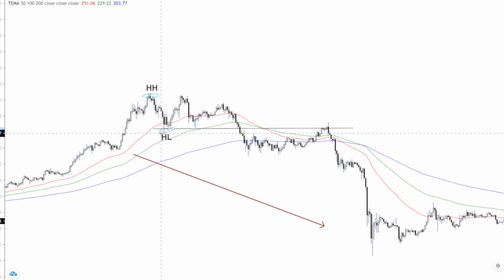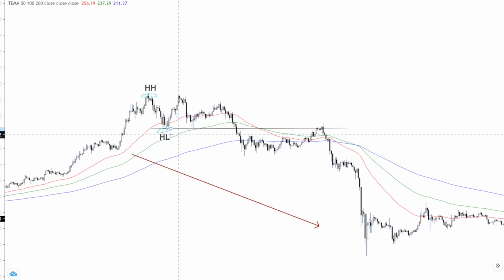Now here the price moved below the previous higher low. So this would be a lower low, as this time the low is lower than the previous low. And when the price moved above, it will be the new lower high.